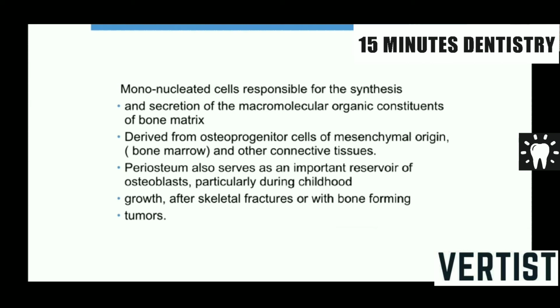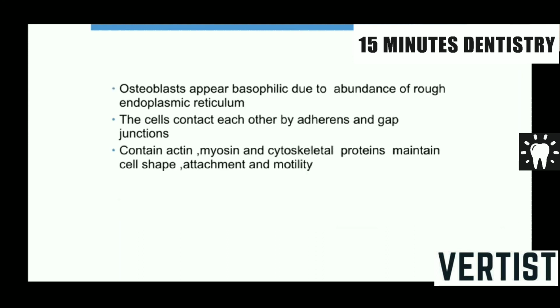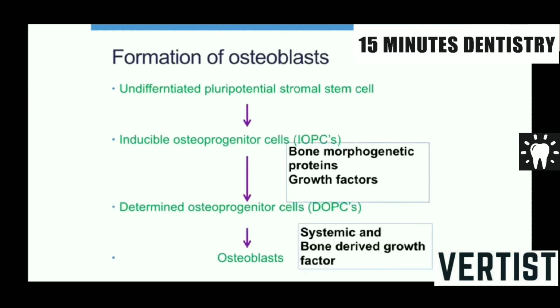The periosteum also serves as an important reservoir for osteoblasts, particularly during childhood growth or after a fracture, or when bone-forming tumors develop. Osteoblasts appear basophilic. Why do they appear basophilic? Because they have an abundance of rough endoplasmic reticulum. Cells contact each other by adherens and gap junctions. They contain actin, myosin, and cytoskeletal proteins that maintain cell shape, attachment, and motility.